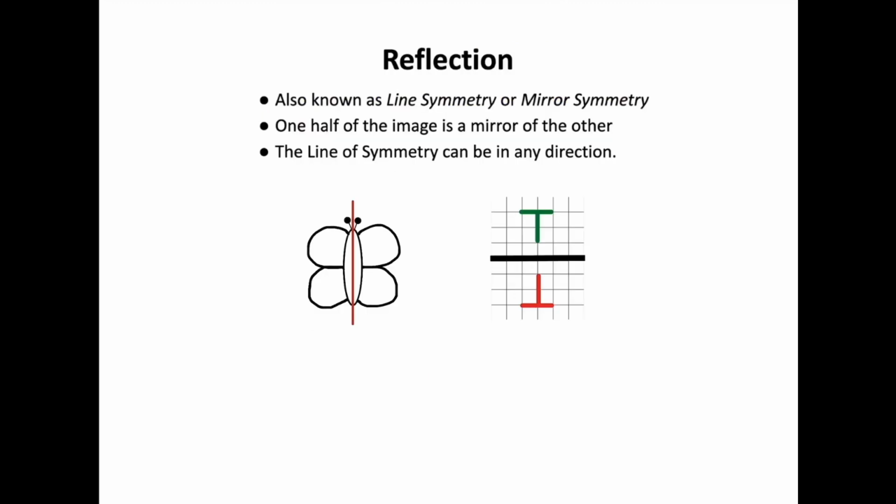The last kind of symmetry is reflection. Reflection is also known as line symmetry or mirror symmetry. One half of the image is a mirror of the other. Look at the pictures below.